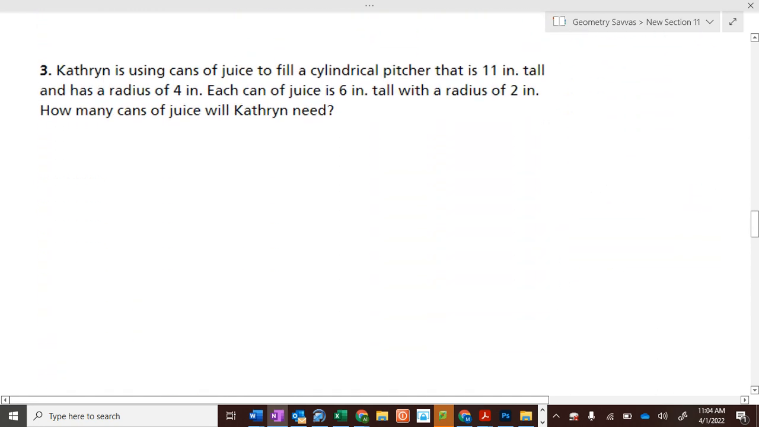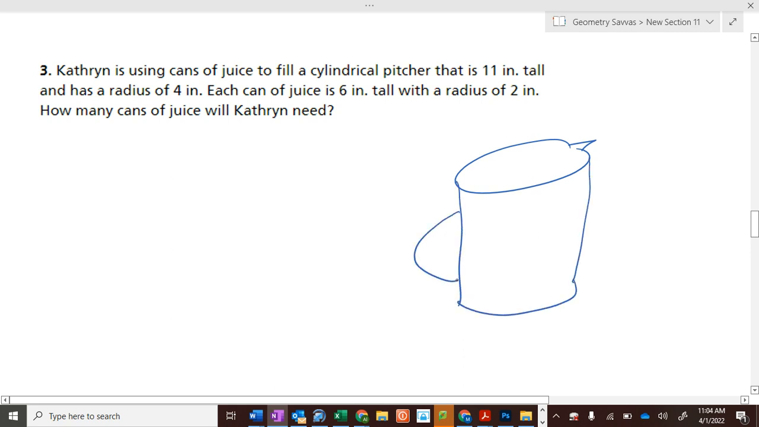All right. Catherine uses juice to fill a cylindrical pitcher. So she has a little pitcher here. Okay, there's a cylindrical pitcher that's 11 inches tall, and it has a radius of 4 inches. Then she has little cans that she's going to dump into there. How many little cans of juice that are 6 inches tall and have a radius of 2 inches will fit into the big pitcher? What's the number on the side? 11.